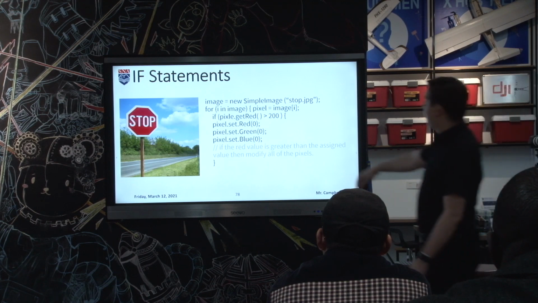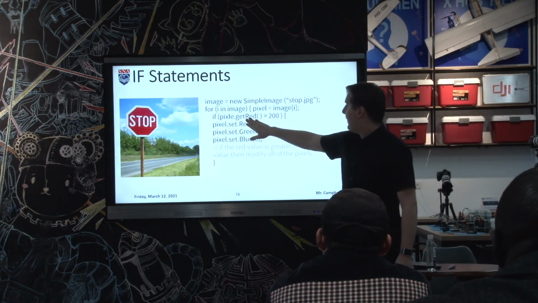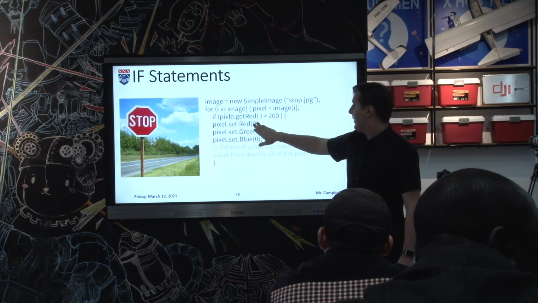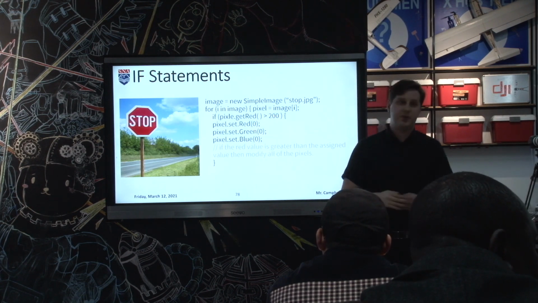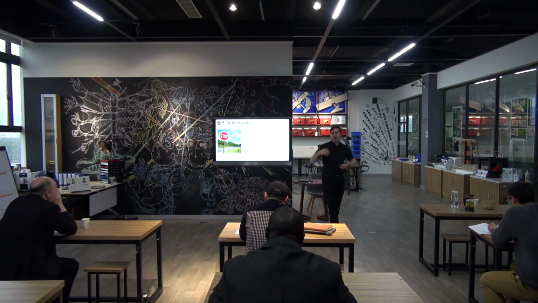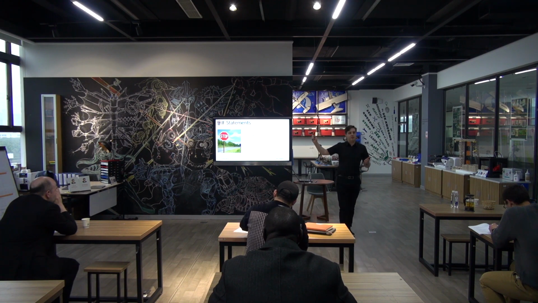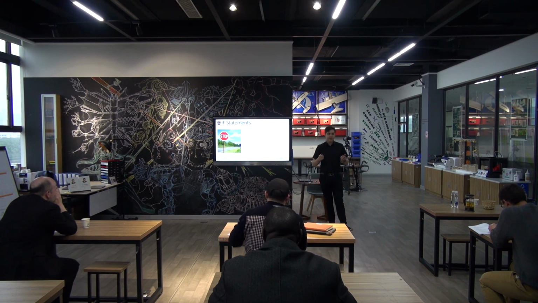So in here, I've gone in and I've said, get red, and if red is greater than 200, set red to 0, set green to 0, set blue to 0. So I'm saying if the red value is over 200, make it black. Do you think that this is going to make my stop sign black?